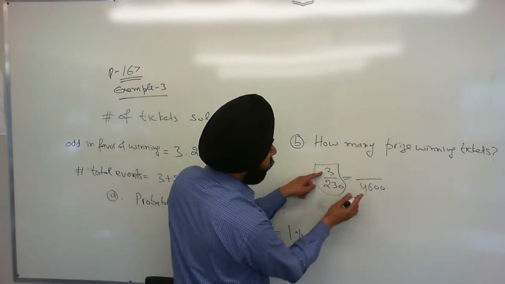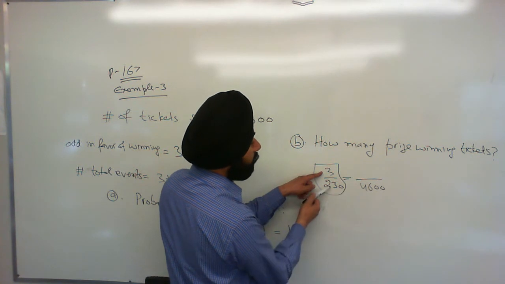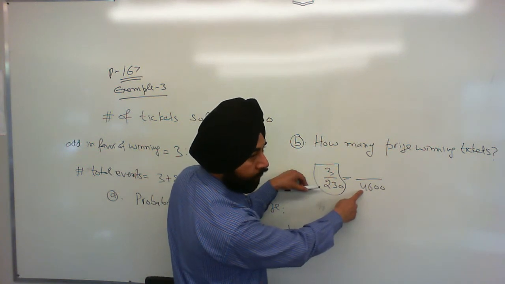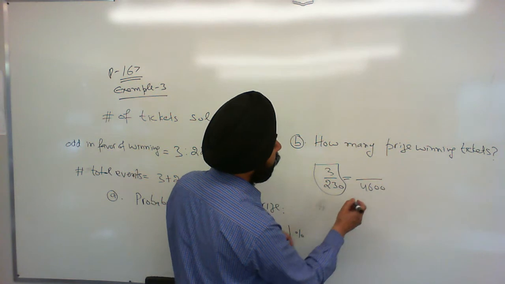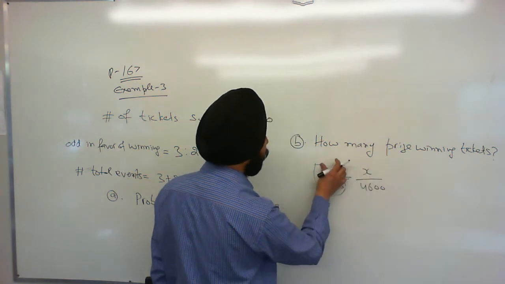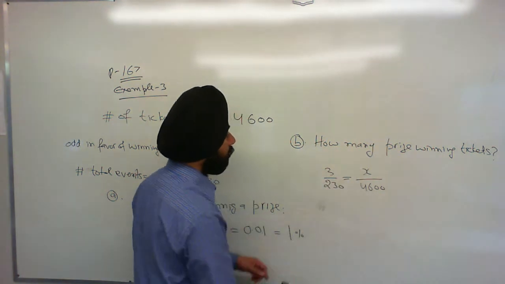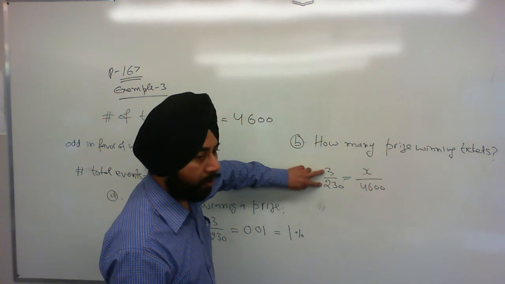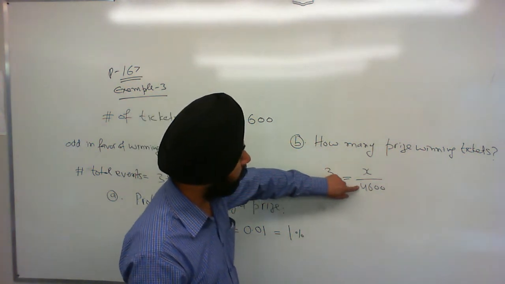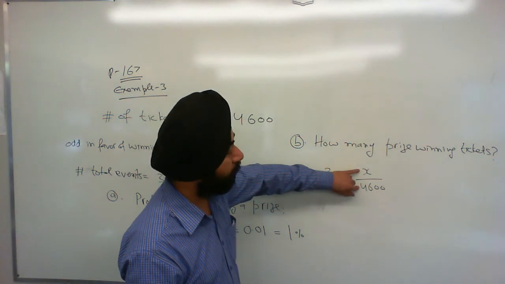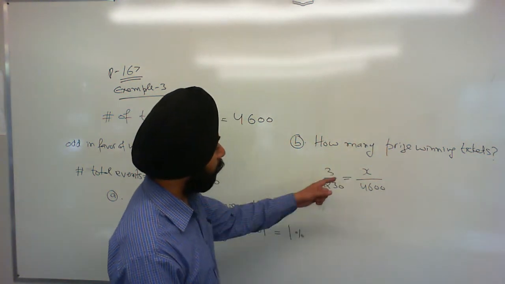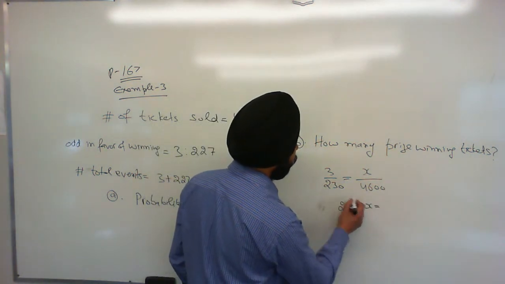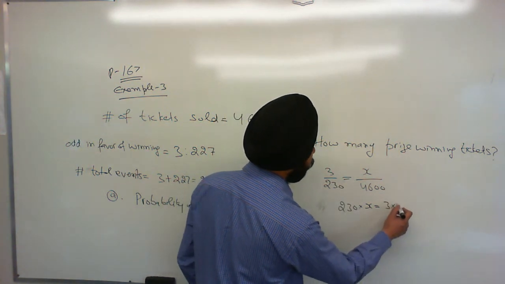And similarly on the other side of the proportion, the bottom number will be the same as this, because this number is the total number of tickets printed. And how many winning tickets there will be, you don't know, so you write it as X. So what you see in this proportion is that if 230 tickets were printed, they had 3 winning tickets. If they print 4,600 tickets, how many will be the winning tickets? That's X. Now you solve this equation for X. You cross multiply. This is 230 times X is equal to 3 times 4,600.